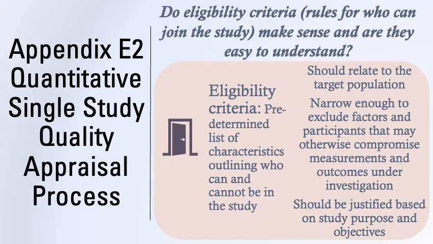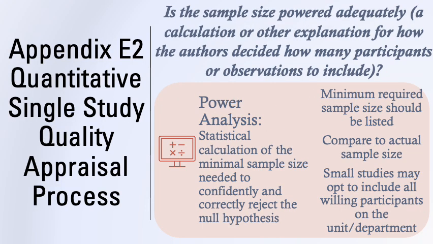The fifth quality appraisal question for the methods section of a quantitative study asks, is the sample size powered adequately? A calculation or other explanation for how the authors decided how many participants or observations to include. We discussed power back in Module 3 when we talked about hypothesis testing.